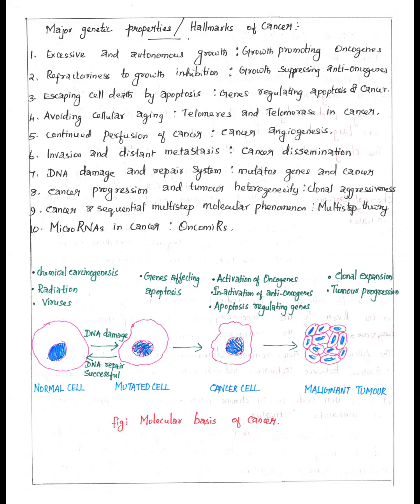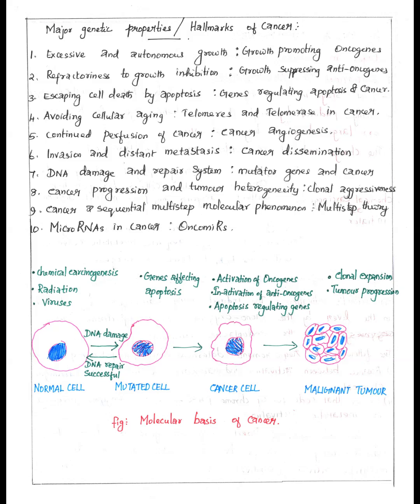The major genetic properties, or the hallmarks of cancer, are: number 1, excessive and autonomous growth by growth-promoting oncogenes. Number 2, refractoriness, that is, not sensitive to growth inhibition by growth-suppressing anti-oncogenes. Number 3 is escape from cell death by abnormal gene-regulating apoptosis. Number 4, avoiding cellular aging by shortened length of telomeres and telomerase activity.